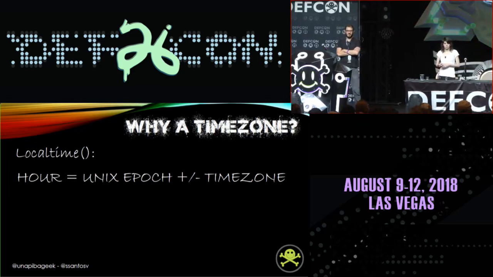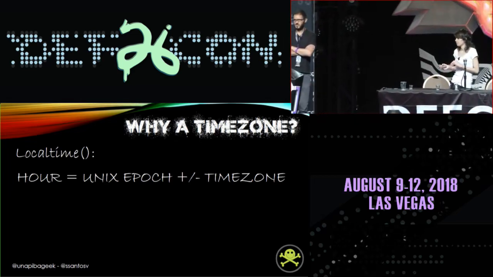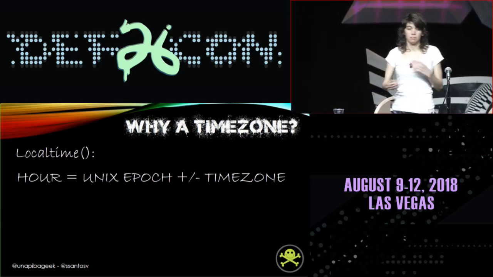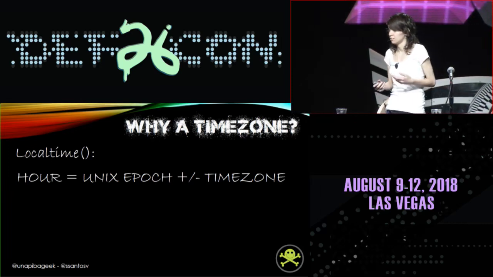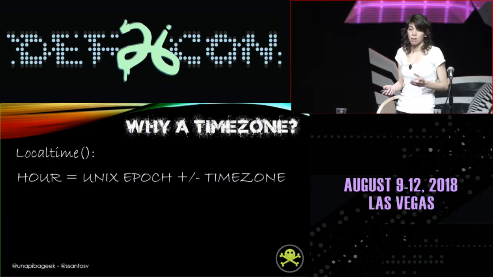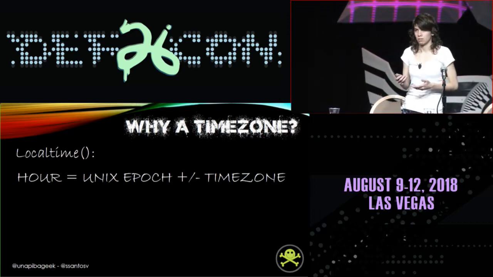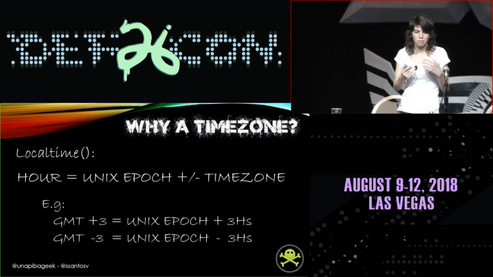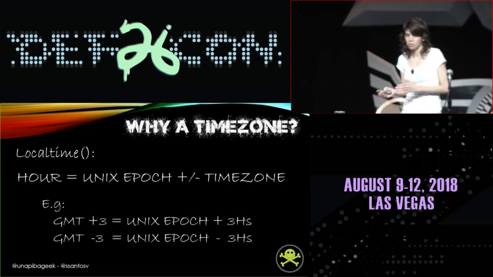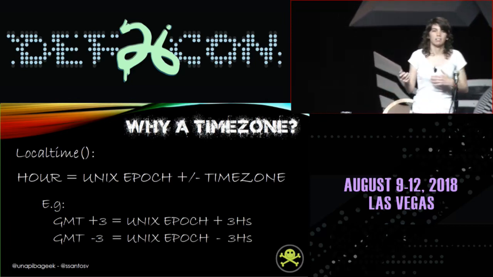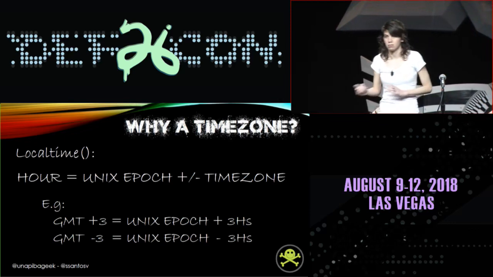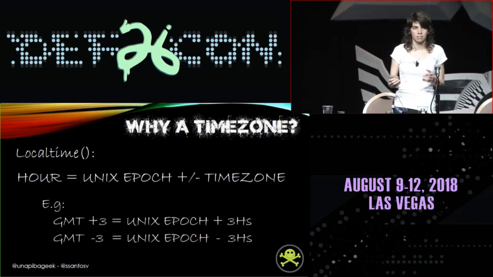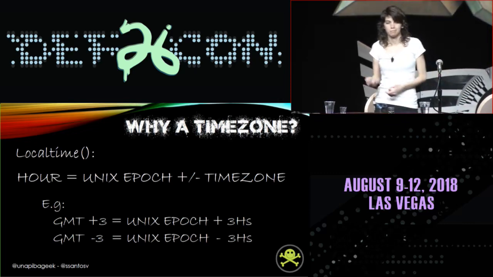Well, the local time function makes a calculation to put the correct hour in the hours field. It takes the Unix epoch coming from the parameter, that is UTC 0, and makes a sum or subtraction with the time zone of the computer. For example, if the time zone of the computer is GMT plus 3, it makes the Unix epoch plus 3 hours. And if the time zone is GMT minus 3, it makes the subtraction, the Unix epoch minus 3 hours. With that, the local time function gets the correct hour in the local computer.